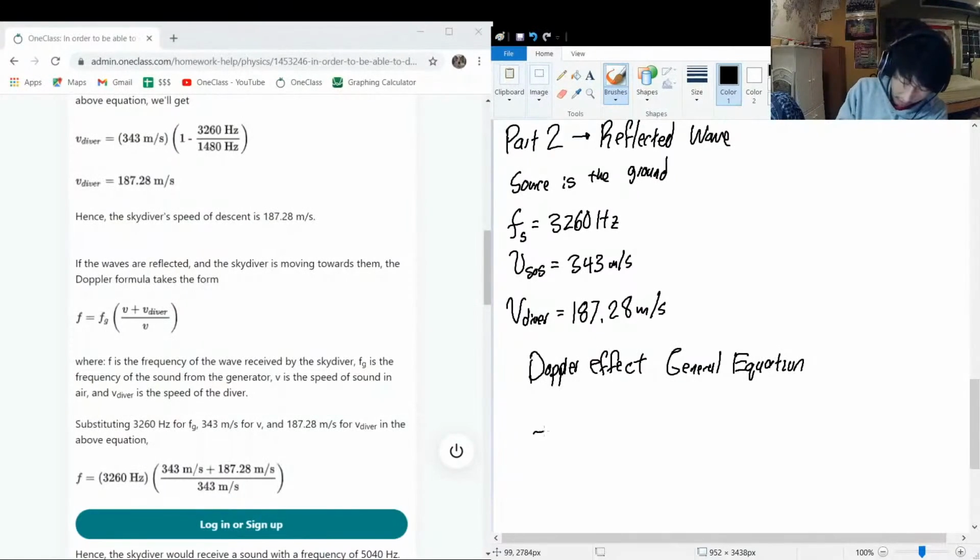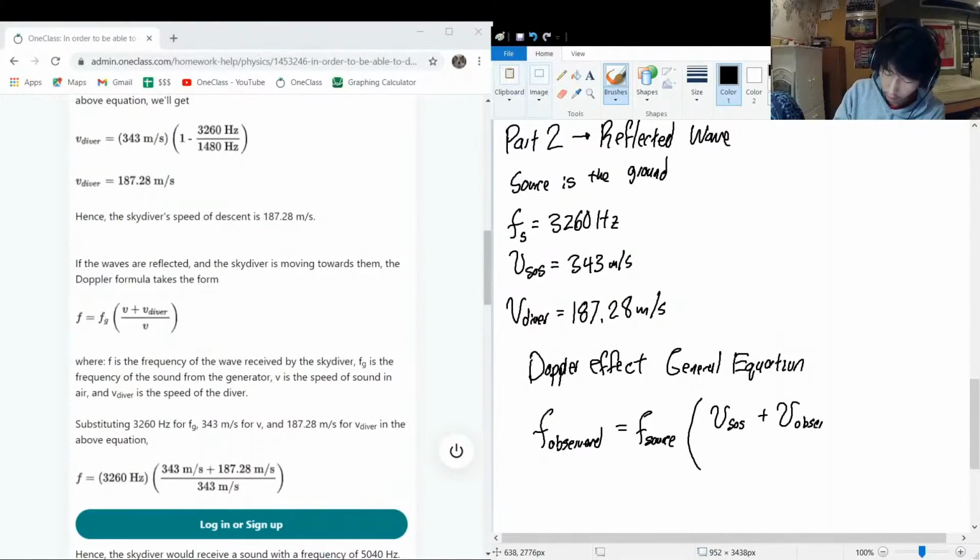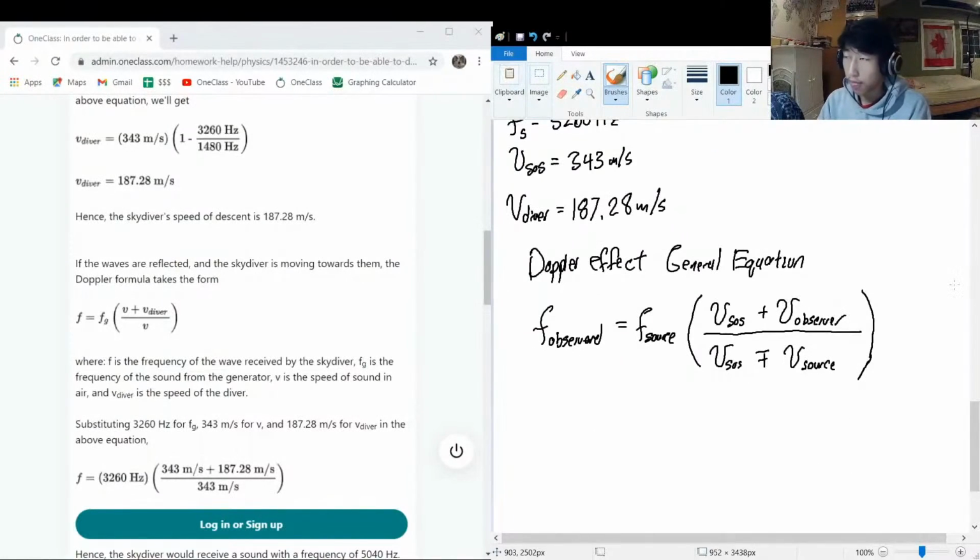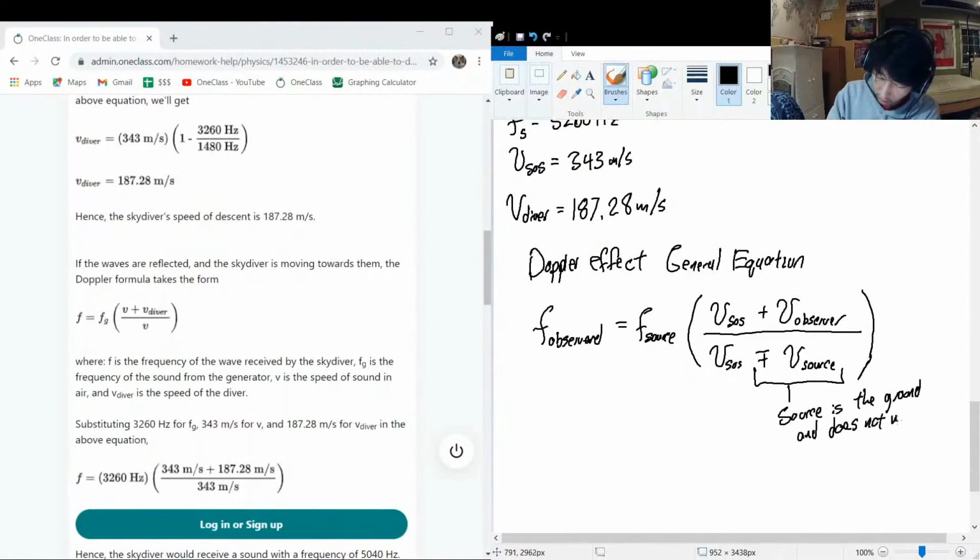It looks as follows. Okay, so we have F observed is equal to F of the source times the velocity of sound plus the velocity of the observer, and then this is over the VSOS, the speed of sound, minus or plus the velocity of the source. So it's minus for when we're approaching, and plus for when we are getting farther away from it. But in this case, the source is the ground, and it does not move. Zeroes out.